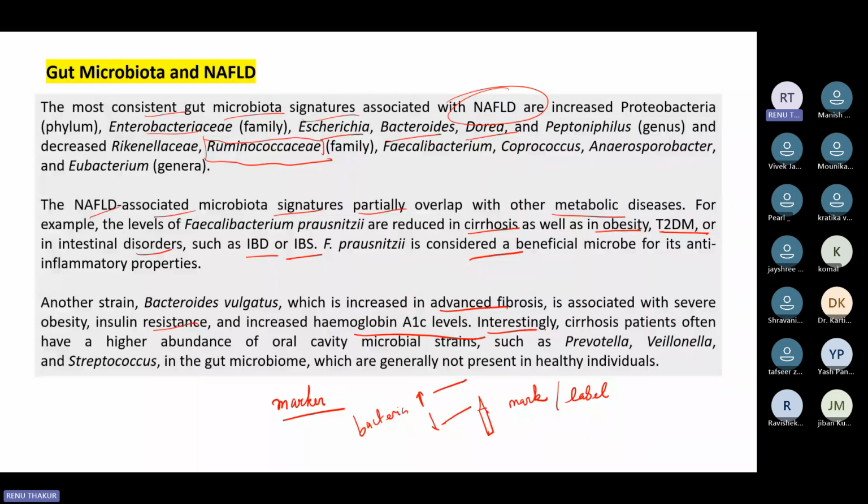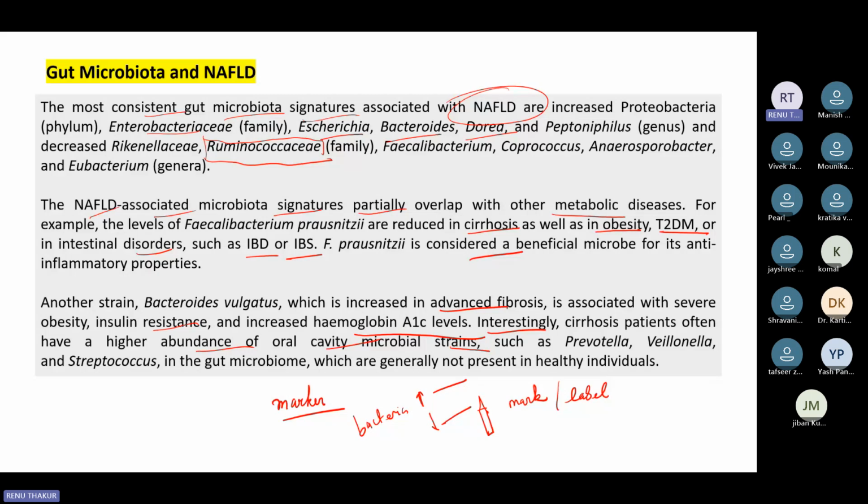So interestingly, cirrhosis patients often have a higher abundance of oral cavity microbial strains such as Prevotella and Streptococcus in the gut microbiome, which are generally not present in healthy individuals. So you can expect that in liver cirrhosis patients, the bacteria which are present in our oral cavity, that is the mouth, the buccal cavity, are also found. So every bad bacteria can occur in your disease condition. It can increase the population of bad bacteria.